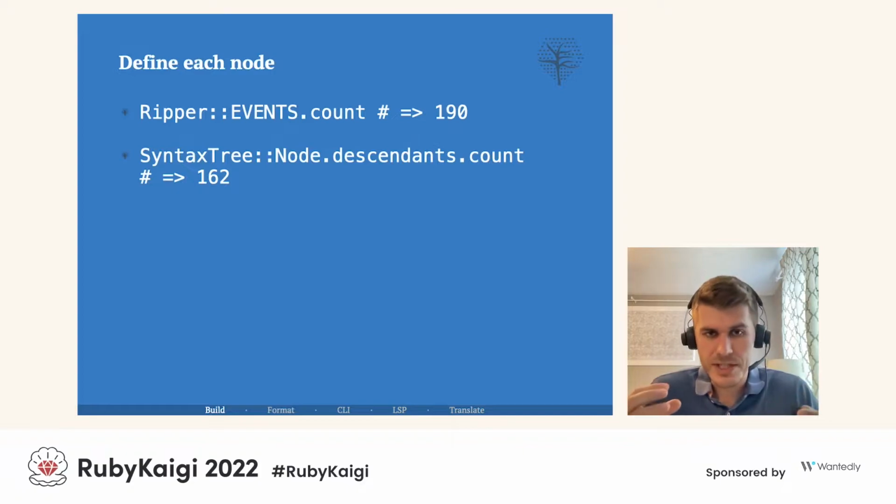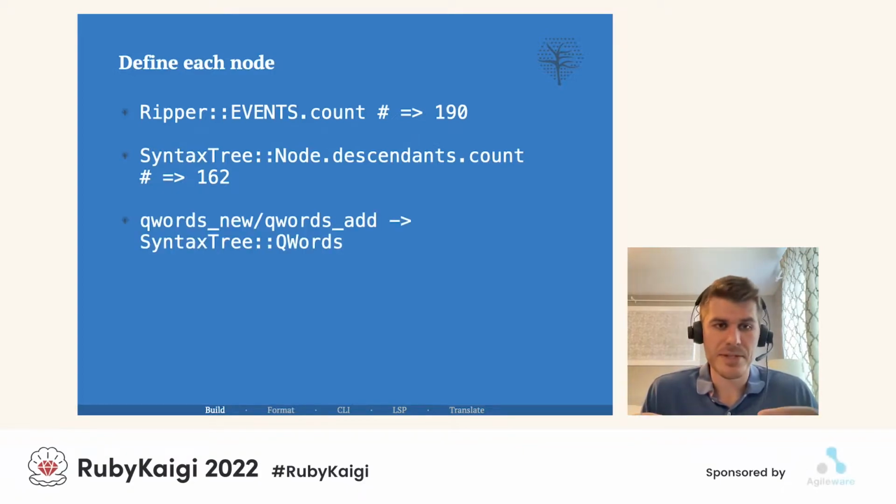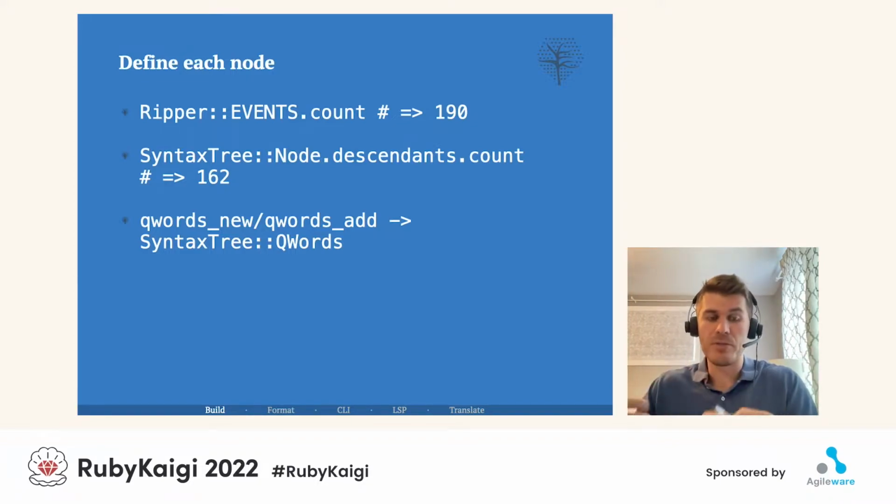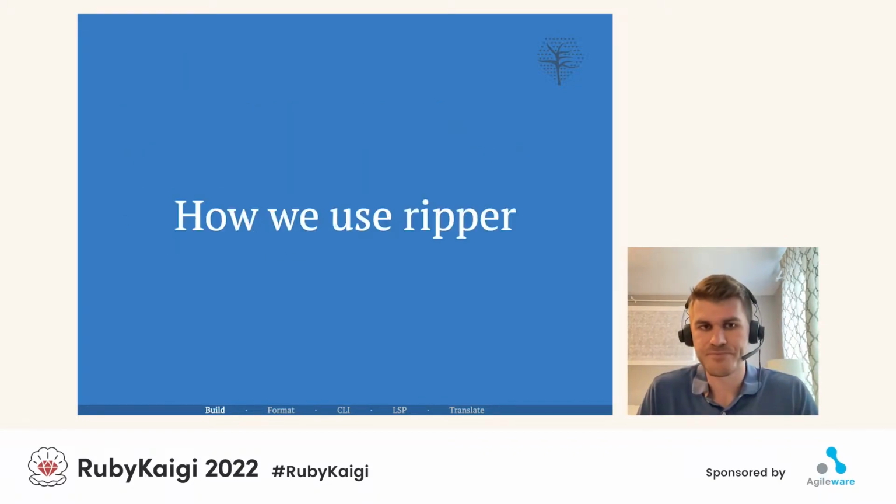There's a reason it's slightly less. A lot of the times Ripper has more events. You're dispatching events, whereas Syntax Tree are the nodes that you build from those events, and things like keywords new and keywords add become one node in and of itself.